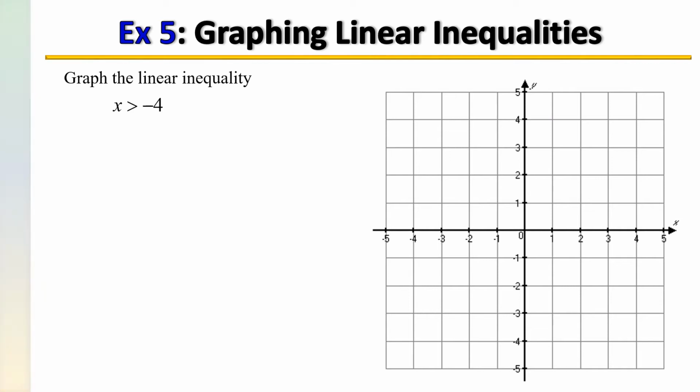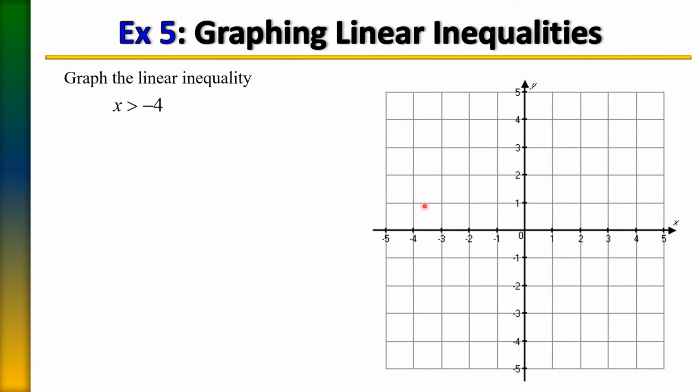In this example, we're asked to graph the linear inequality. Notice we have only one variable, which indicates this is probably going to be a vertical or horizontal line. In terms of determining which one it is, this is an x, which is telling you you're going to pass through the x-axis. And when you pass through x, you're going to pass vertically, because when you pass through it, you're going the opposite direction of the x-axis.